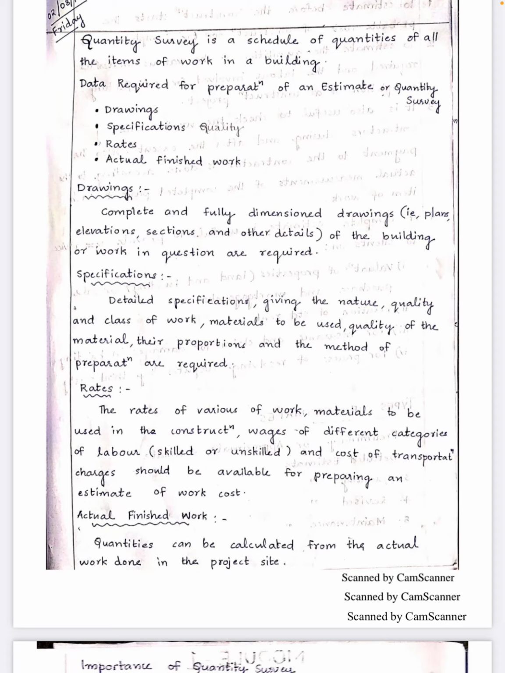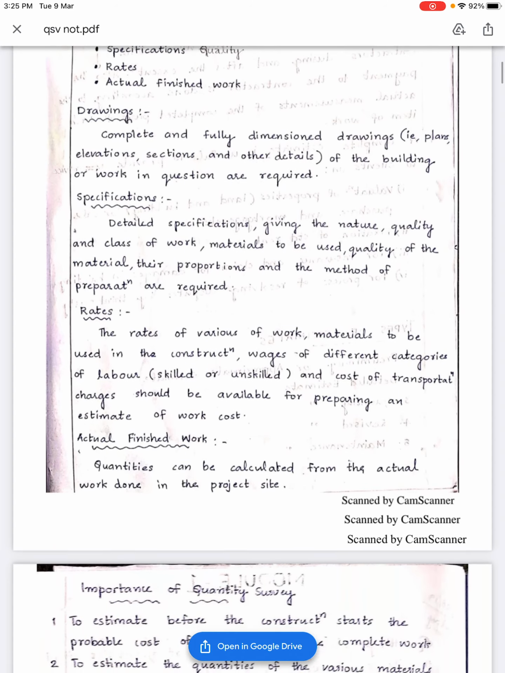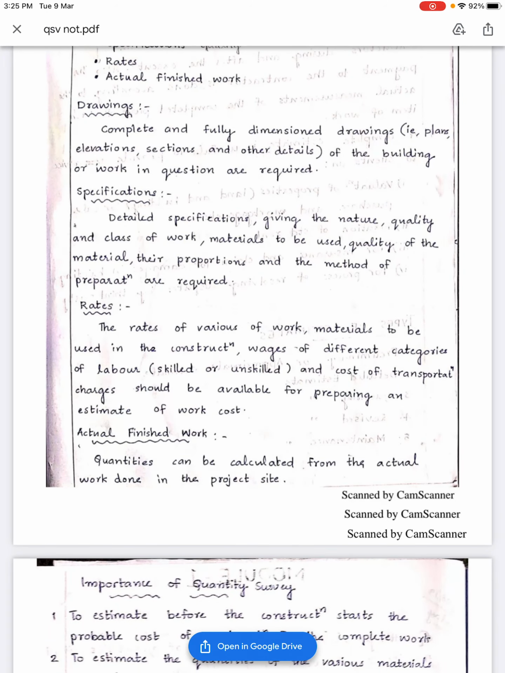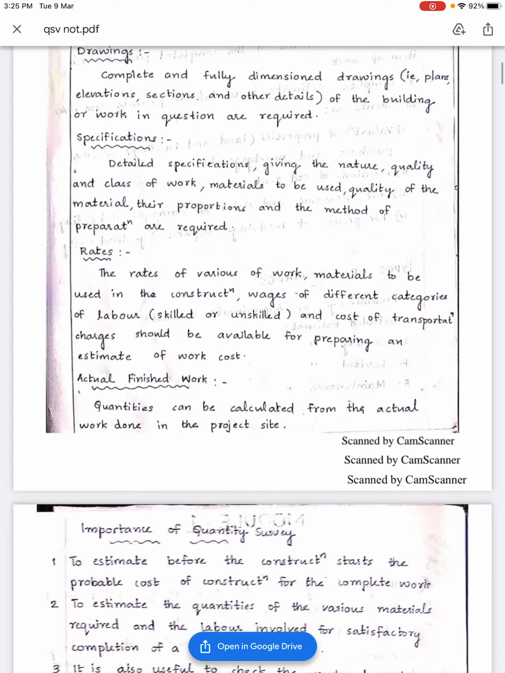So the data book is there, for the rates. Right now the 2016 scheduled rates are there. In that, for per meter cube of a particular quantity the rates can be taken, and also the labor rates for a particular amount of work can be noted. So the rates are very important for doing the quantity. Next one is actual finished works. The quantities can be calculated from the actual work done at the project sites.